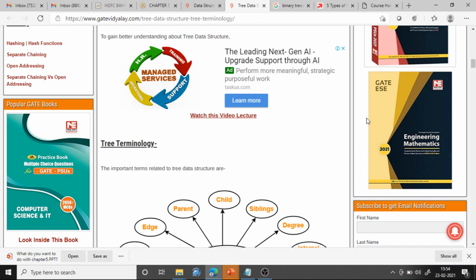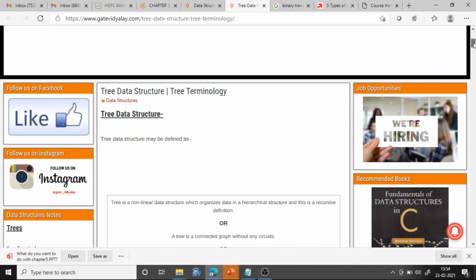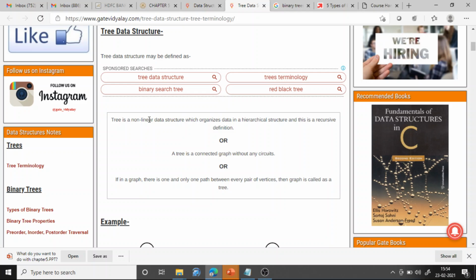Here also there are some terminologies and definitions for tree which I want to share. See the definition: a tree is a non-linear data structure which organizes data in a hierarchical structure. You should remember, a tree is a non-linear data structure. So far whatever we have discussed are linear data structures, but a tree is not a linear data structure. It organizes data in a hierarchical structure, and this is a recursive definition.